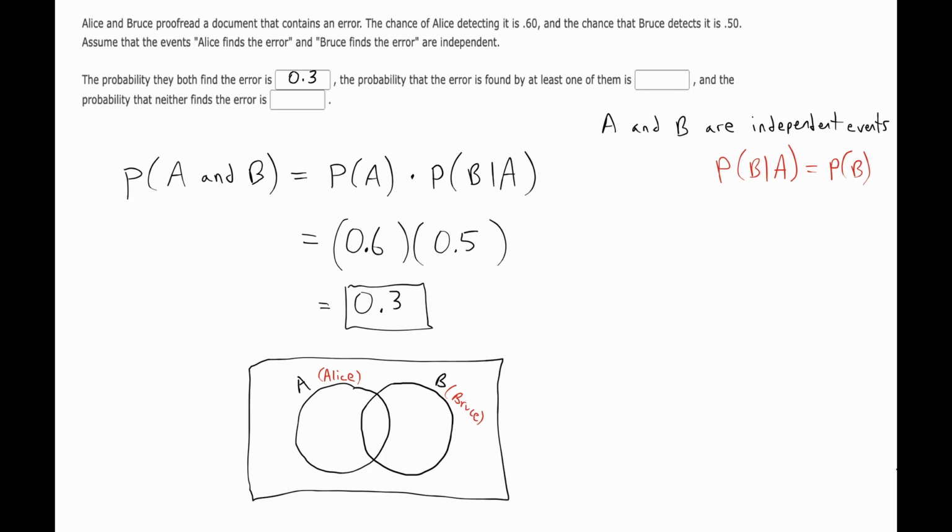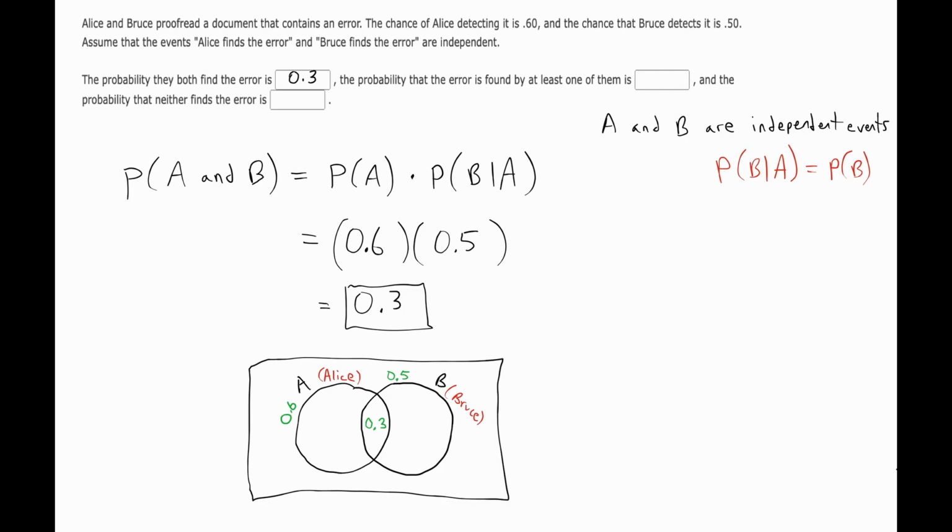Now we know the probability of Alice finding it, 0.6. Probability of Bruce finding it, 0.5. Clearly there's some overlapping region because adding them two together would be more than one, so there is a chance that both of them would find it, and we calculated that actually. It was 0.3, so there must be 0.3 in the middle. We want the probability that neither finds it and the probability that at least one of them finds it.